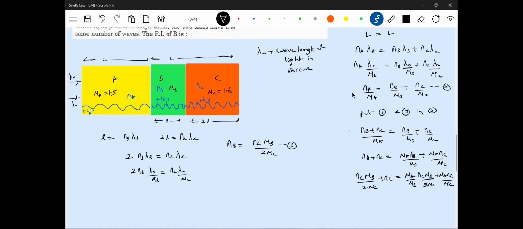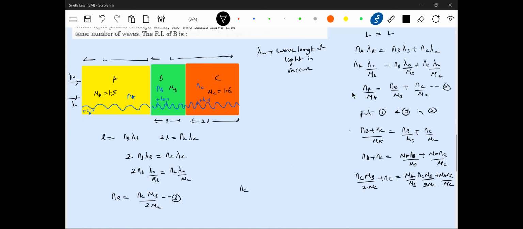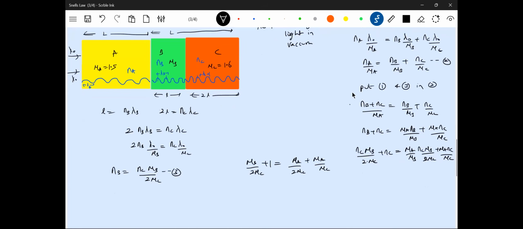Altogether NC will get eliminated. So the final equation will be mu B by 2 mu C plus 1 is equal to, here look at this, mu B by mu C cancels. So here mu A by 2 mu C plus mu A by mu C. Further solving this, mu B by 2 mu C plus 1 will become 3 mu A by 2 mu C.